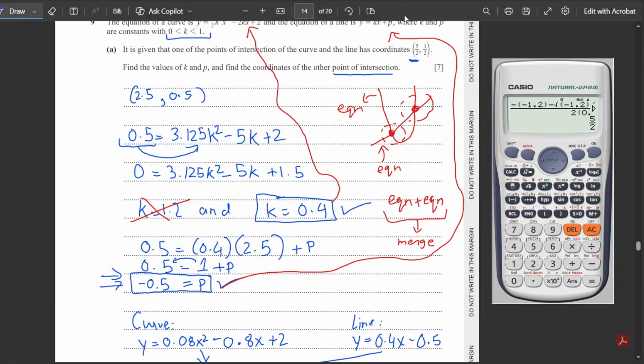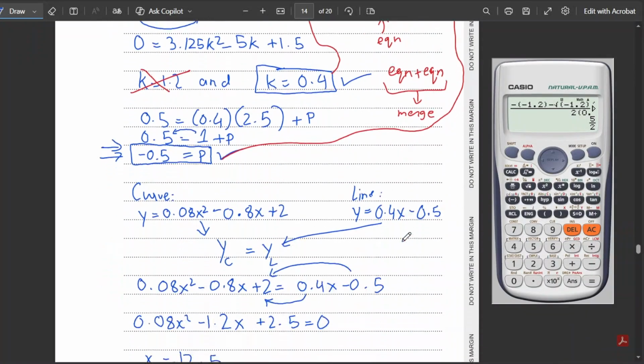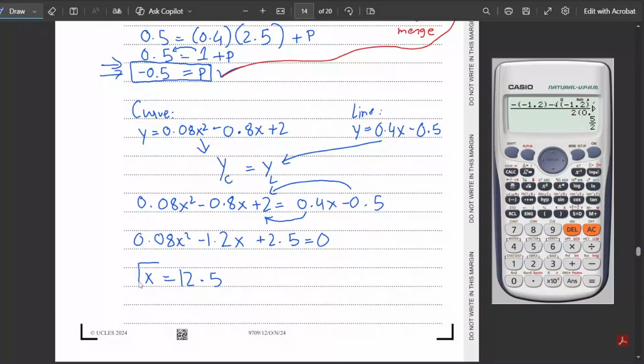And there you have it. So this is the other coordinate. Now we're not interested in this one because this one was already given to us. So this was the one we had to find. So we know that the other coordinate has an x value of 12.5.